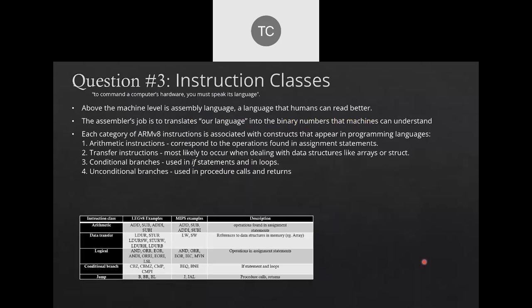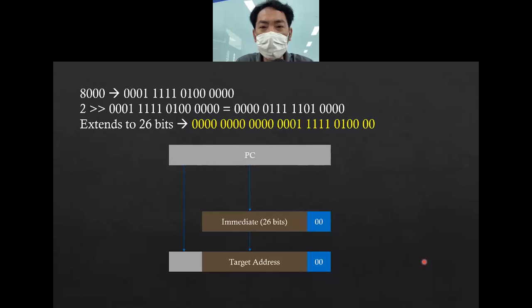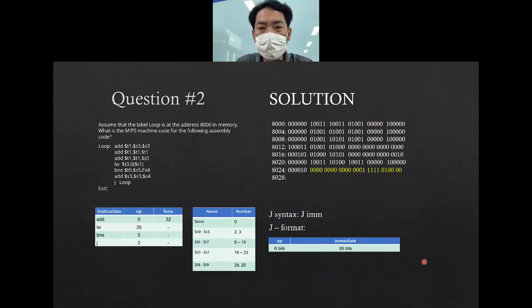And what is the value of the 26 bits here? As the question is 8,000, we translate it into binary. But the binary here is not 8,000, right? The binary here should be what value?